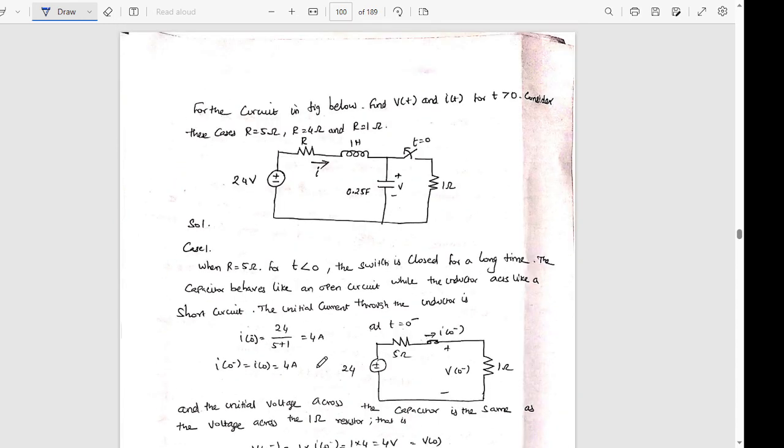We'll discuss a problem along with this. For the circuit shown in the figure, I am not going to discuss all the cases. I'll teach one or two cases, and the remaining cases I'll simply go through. You can do them on your own because the same application will be repeated. For the circuit shown here, find V of t and I of t for t greater than 0. Consider the cases R equal to 5, R equal to 4 and R equal to 1. Three cases are given. At t equal to 0, this switch is getting opened, which means before that it was closed.